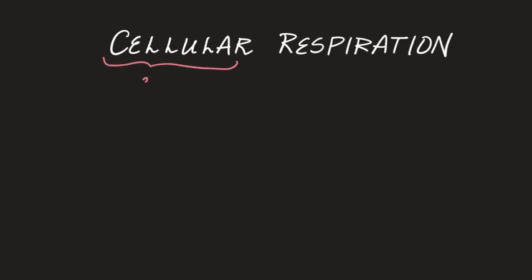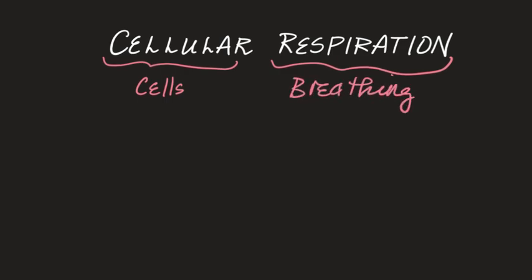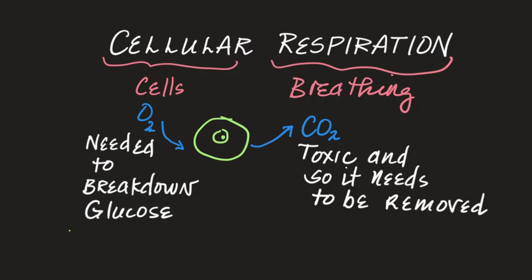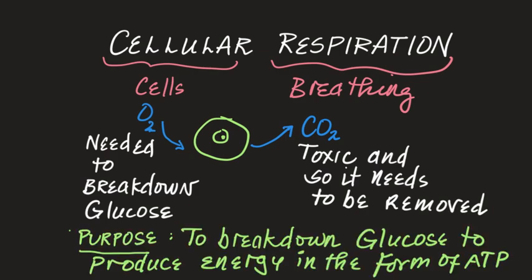Cellular respiration simply means cells breathing. The cells breathe in oxygen and breathe out carbon dioxide just as we do. The oxygen is needed to break down glucose. Carbon dioxide, on the other hand, is toxic and so it needs to be removed, and so we breathe it out. The purpose of cellular respiration is to provide the cell with ATP, which is our energy currency. So the purpose is to break down glucose to produce energy in the form of ATP.